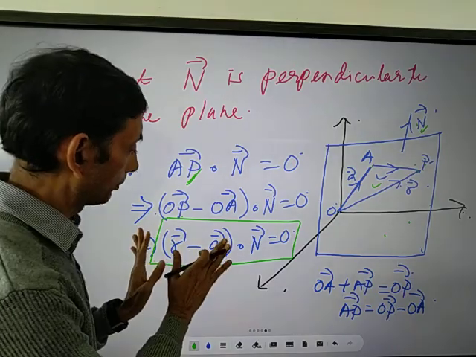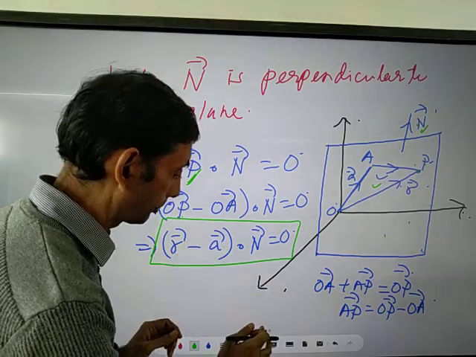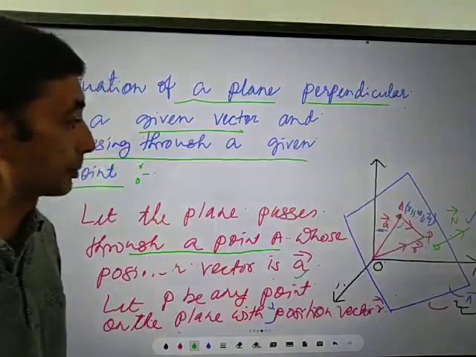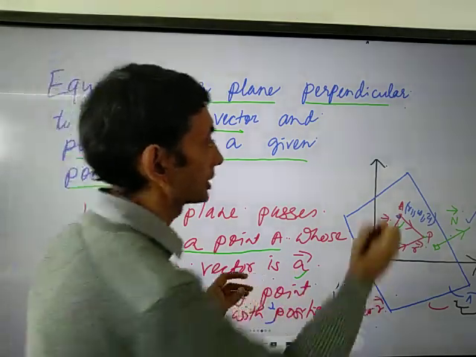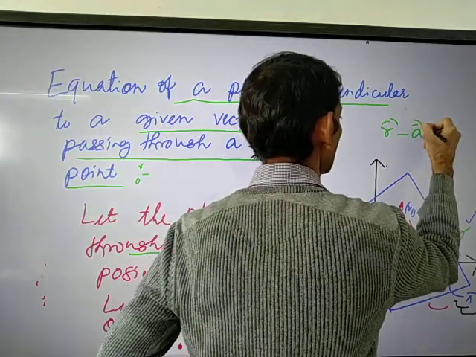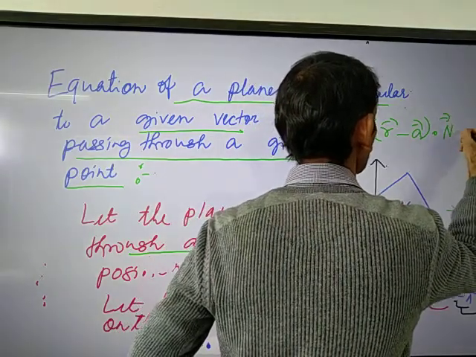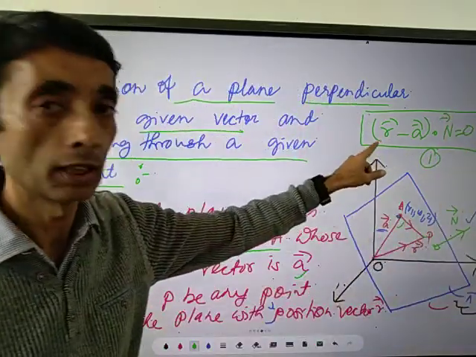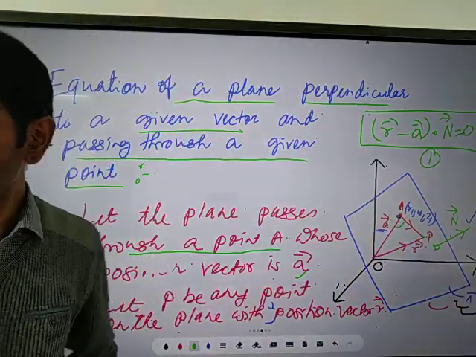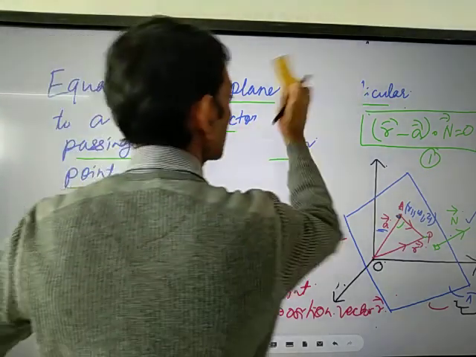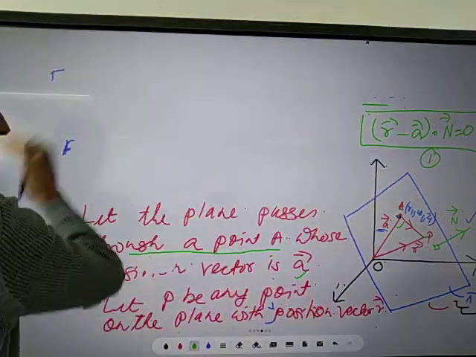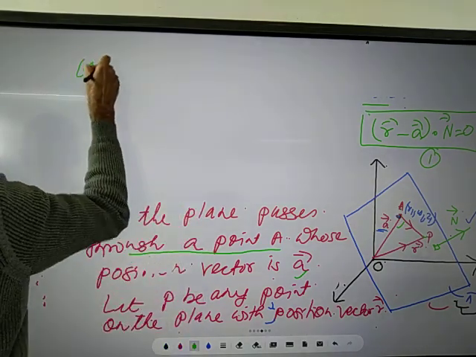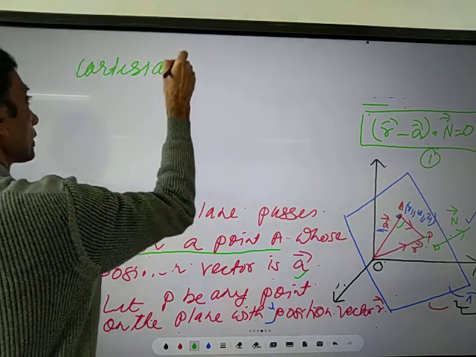It has lots of applications. With the help of this equation, that is (R minus A) dot n equal to 0, we'll mark this as equation 1, we will find the Cartesian form.